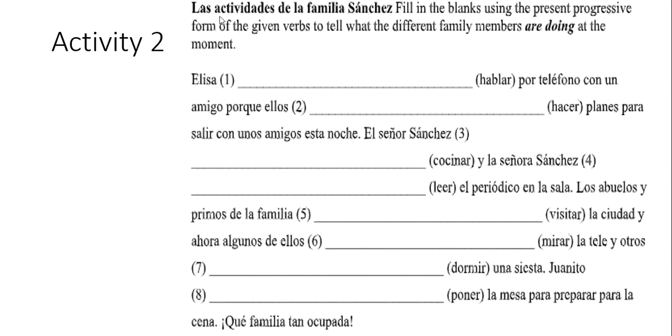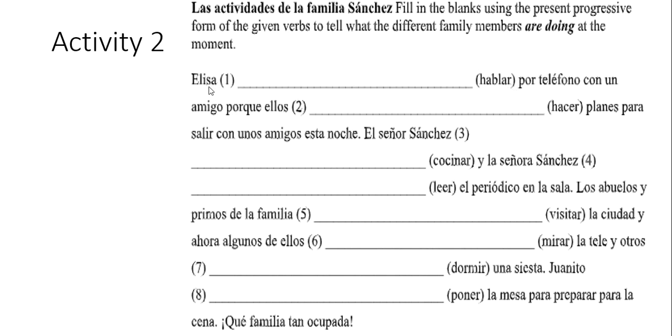Okay, actividad 2. Las actividades de la familia Sánchez. It says, fill in the blanks using the present progressive form of the given verbs to tell what the different family members are doing at the moment. Now note, for each number, you're going to have 2 verbs. So it'd be a form of estar and then the participle.